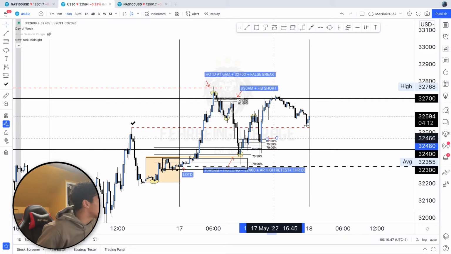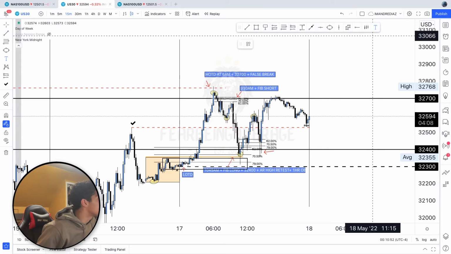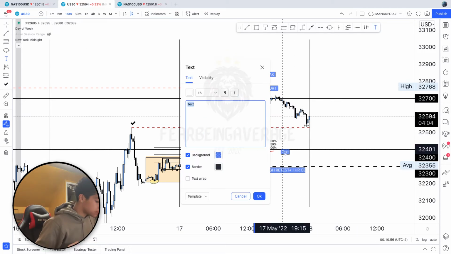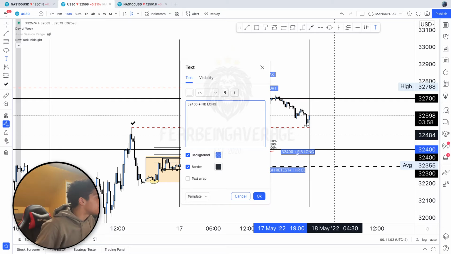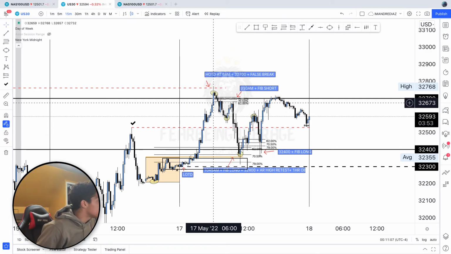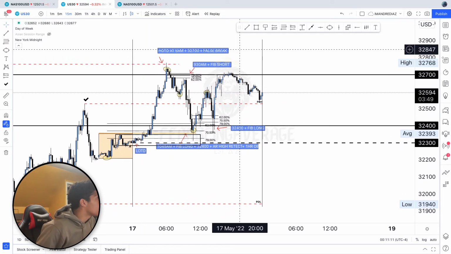We're not going to make any crazy annotations for it besides just a fib long, because there's no point. So fib long and another 32,400 rejection, plus the fib long, and this is a potential re-entry that you could have caught right here. So yeah, now that we have the daily range, we're going to draw the schematic.